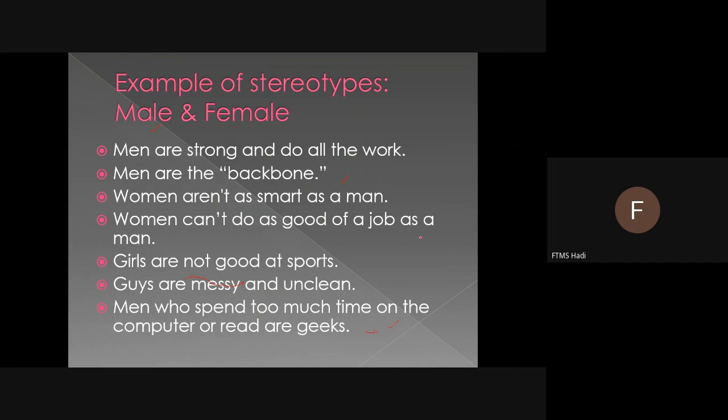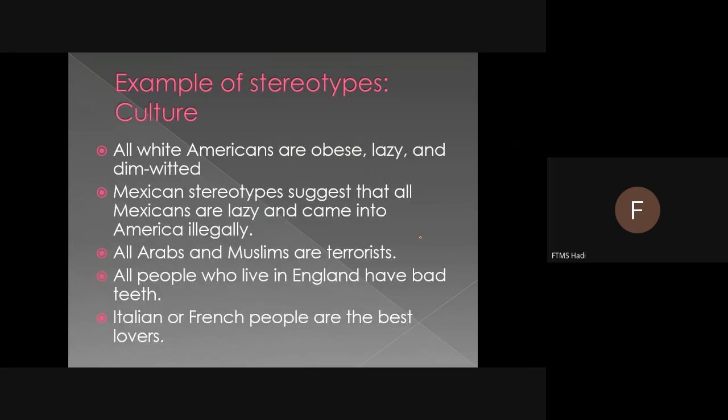That means you make a whole conclusion about society from a particular group. Not only male and female, but also different ages, different races, culture and so on. All white Americans are obese, lazy, and dim-witted, because they make a perception of all white Americans. Mexican stereotypes suggest that all Mexicans are lazy. Arabs who are Muslim are terrorists. Is that true, Sofian?